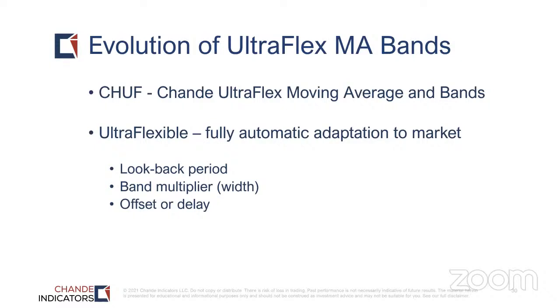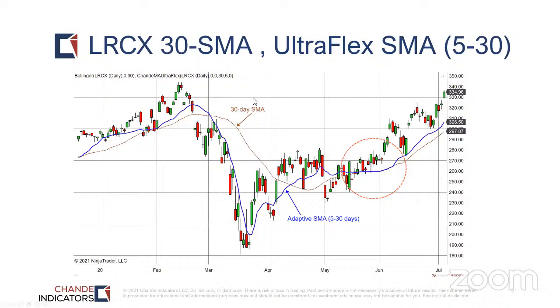So CHUFF stands for Chande Ultraflex Moving Average and Bands, and it's ultra flexible because it automatically adapts the lookback period, the multiplier of the bands, and the offset or delay. So essentially, all the things you can tweak for moving averages and bands, it does for you automatically, without worrying about what's happening and without worrying about the volatility of the market. The way I'm going to do this is I'm going to use LRCX, which is Lam Research. This is the COVID-19 sell-off, a big drop in 2020. The standard is a 30-day SMA, and the Ultraflex is designed to go from 5 days to 30 days. It's a simple moving average, but the length varies.